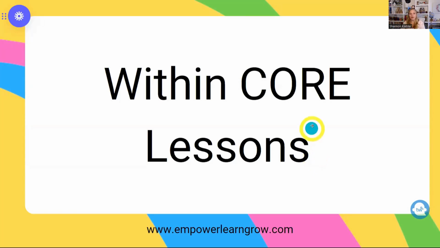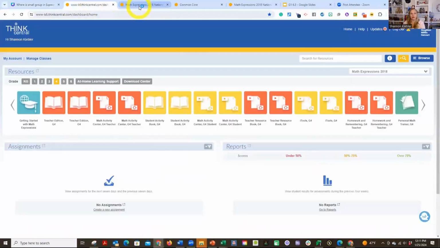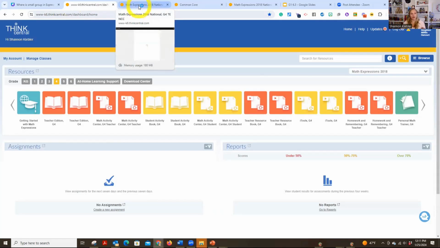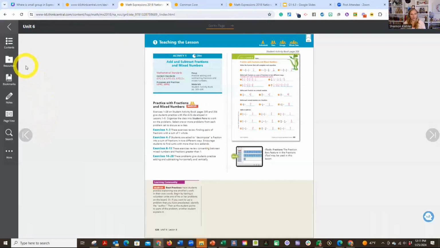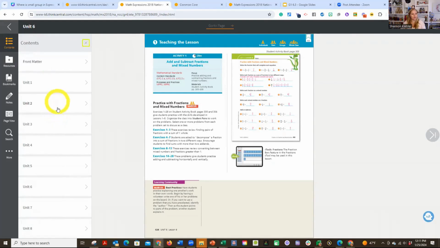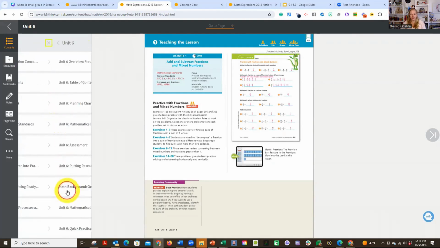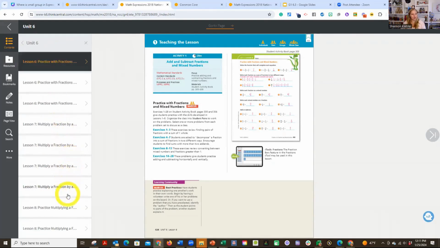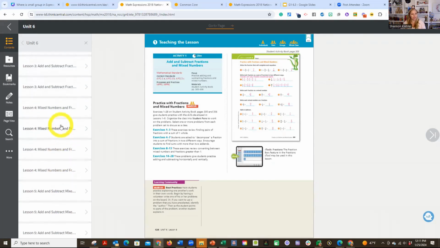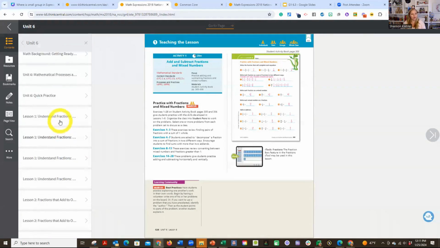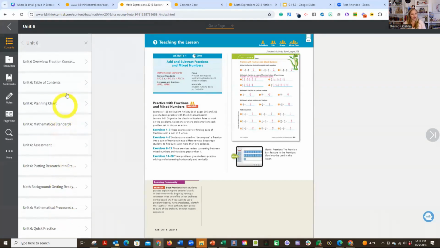So now let's look at within core lessons. When we are in core lessons and we go into the teacher's guide, I'm going to go into grade 4 right now, just as an example, and I'm actually going to go to the table of contents first. So we're going to go over here to unit 6, and I'm going to go to the table of contents. Okay, so hold on there with me. I'm going to walk you through what this might look like.